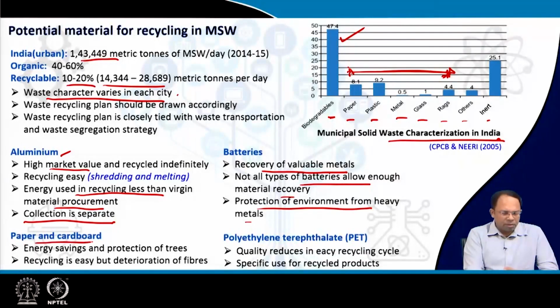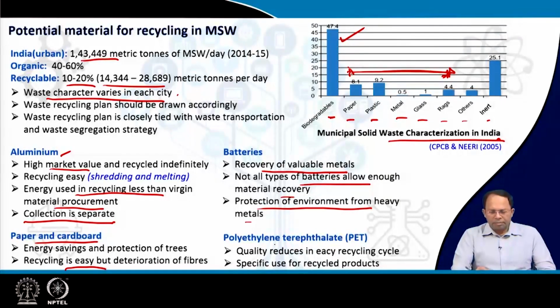Then paper and cardboard: energy savings, of course, and protection of trees. So we save a lot of trees in this process. Recycling is easy, but there is gradual deterioration of the fibers because you cannot keep on using the paper multiple times. Eventually you will be using it as cardboard or packaging material, and then you have to discard it.